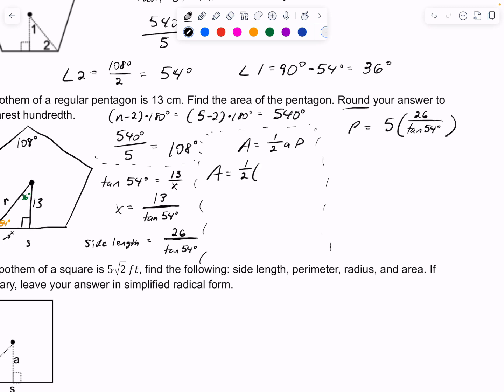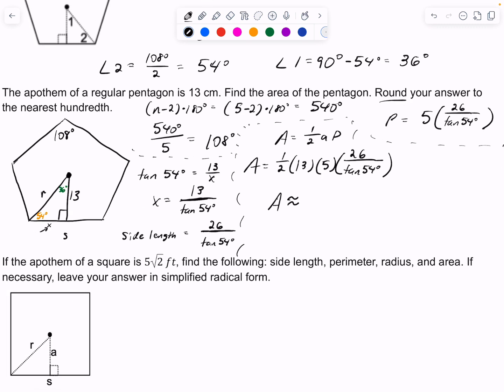1/2 times the apothem of 13 times 5 times 26 over the tangent of 54 degrees. So I'm going to be typing that into my Desmos calculator. And again, we'll talk about this a lot in class. But the idea here is you should not be rounding until you're done. So I'm going to type all this in and then I will round. Do not get a value for x and then double it, because you'll just be using a rounded number. Do not use rounded numbers while you're doing your math. Wait till the end.